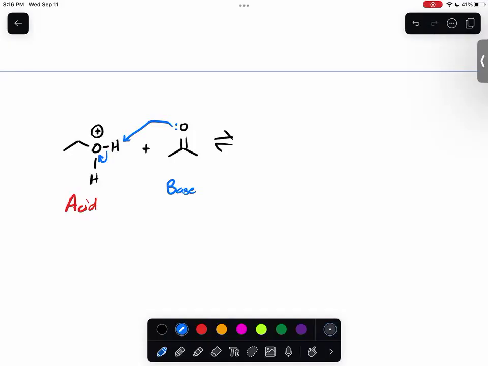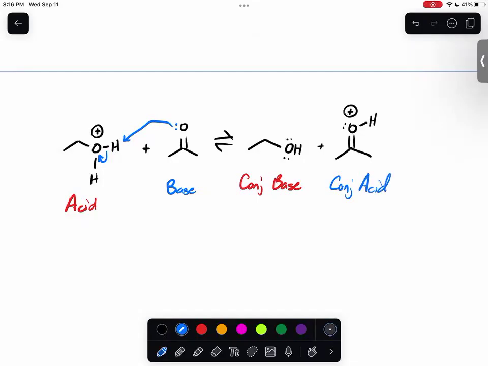And what that's going to do is now it's just going to be an OH. It's going to be neutral. But when that base took the proton, it used one of its lone pairs to do so. Now it has a positive charge. And we can once again label this. This is our conjugate base because it came from our acid. This is our conjugate acid because it came from our base. So hopefully these are starting to make a bit of sense, right?